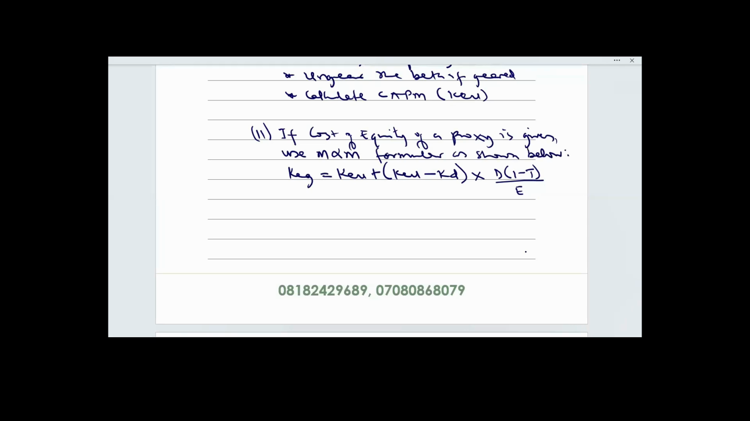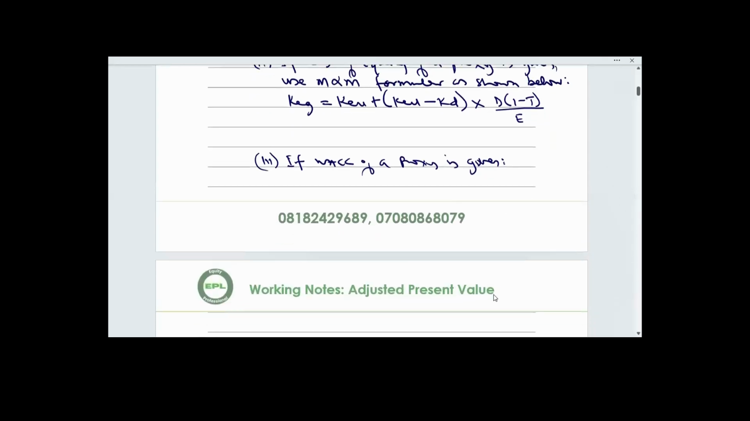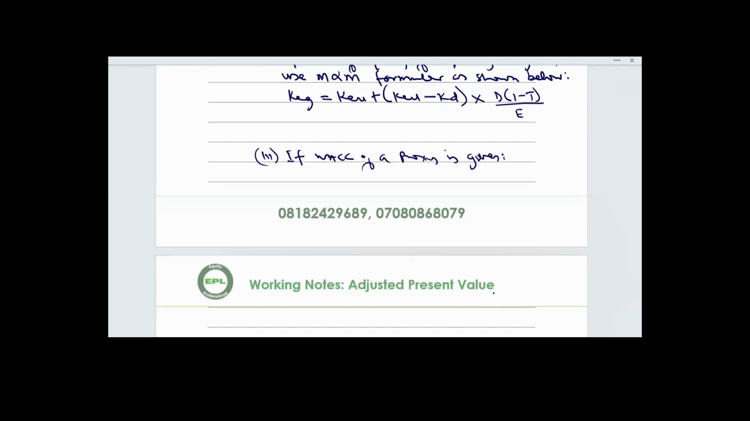Okay, so that's that. Then finally, another way you can calculate your cost of equity ungeared is if you are given the WACC of a geared company, of a proxy company. So if the WACC of a proxy is given, then in this case, the following formula should be used.